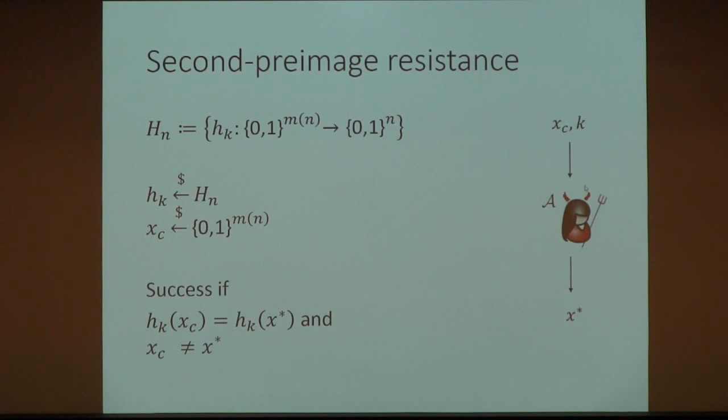The third property is second preimage resistance. That's something like a pointed collision resistance, where the attacker gets a random element from the domain and a description of a function and has to find a second element from the domain that collides with this value.